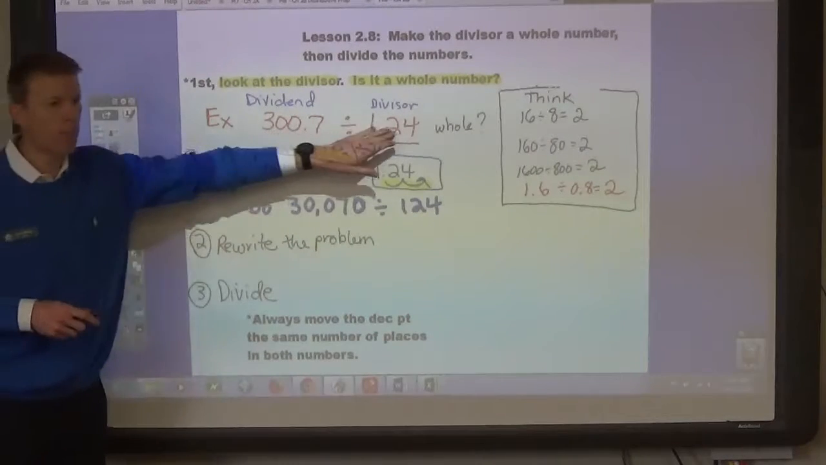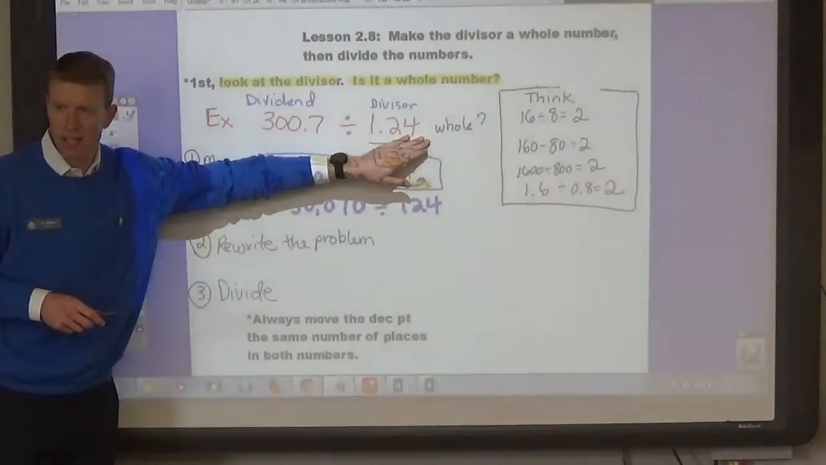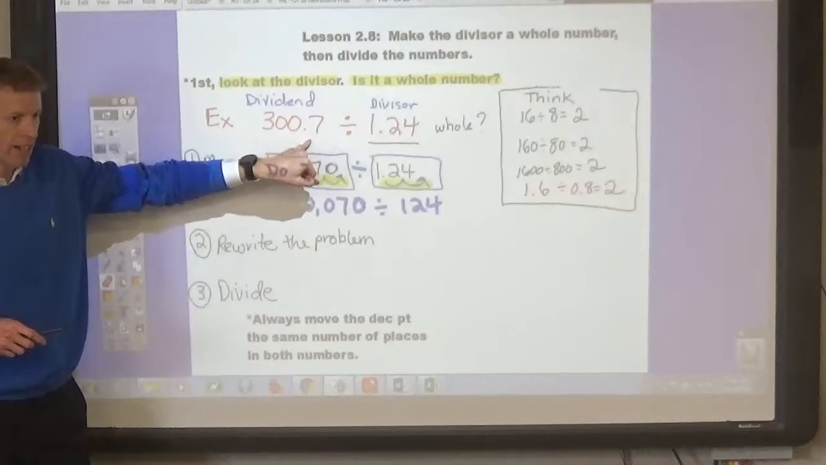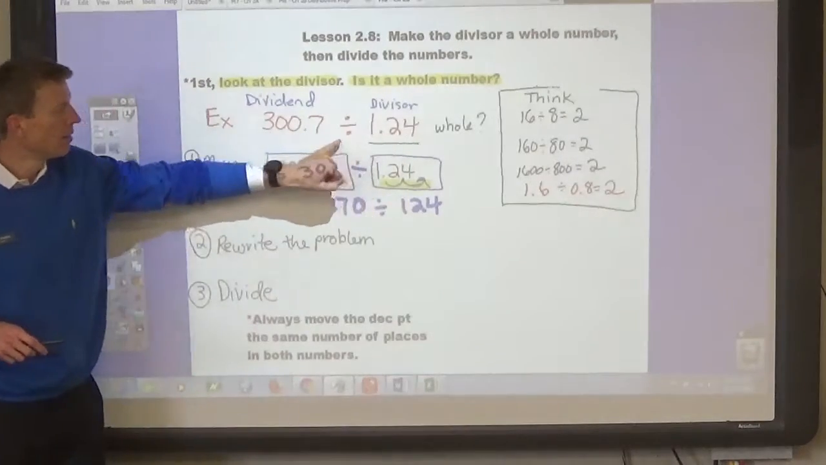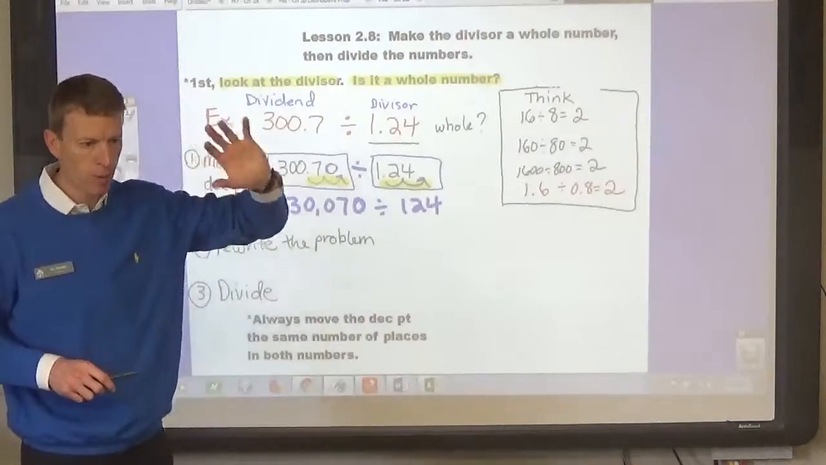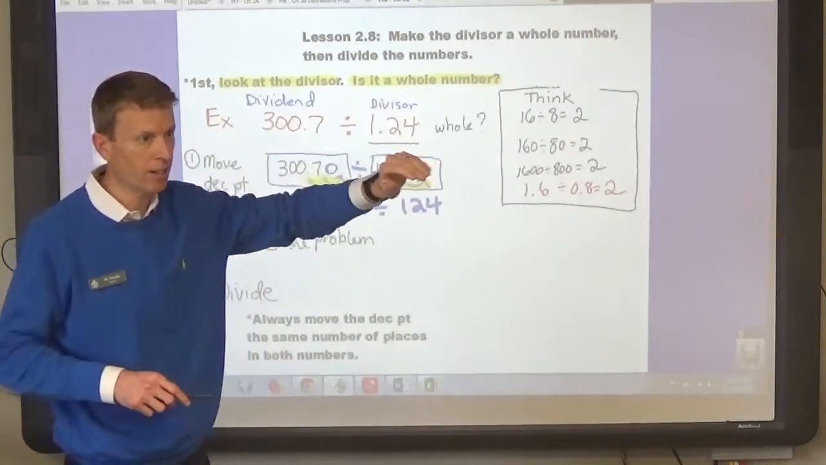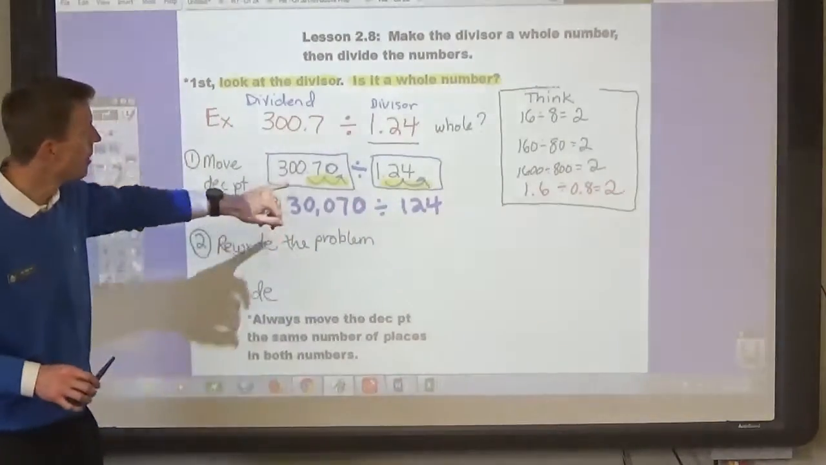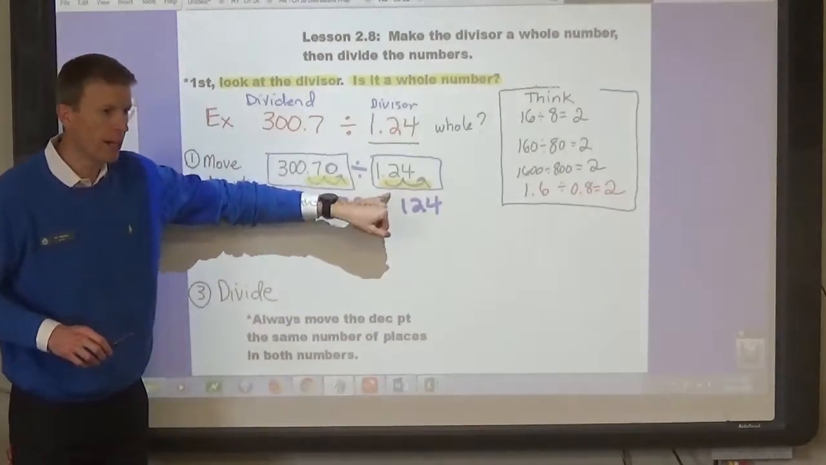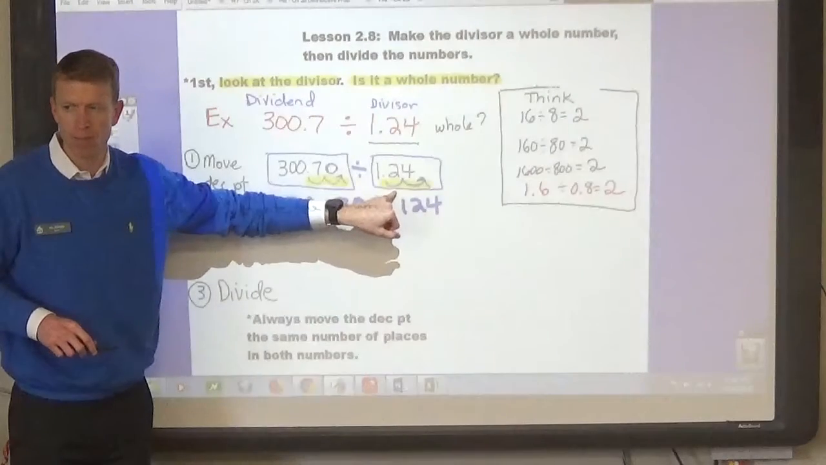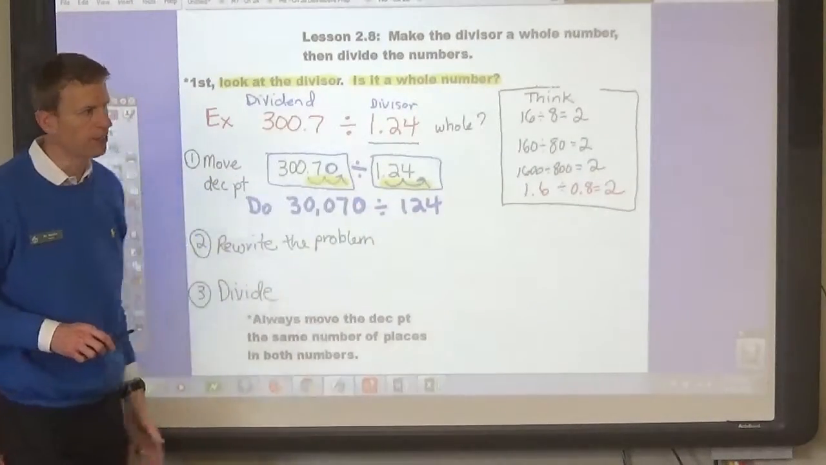Sometimes when you're dividing numbers, both the divisor and the dividend have a decimal point in them. And to divide this out using just paper and pencil without a calculator, which you're going to have to be able to do, you have to be able to make this a whole number. You have to use a whole number when you're dividing this. That's the easiest way to do this.